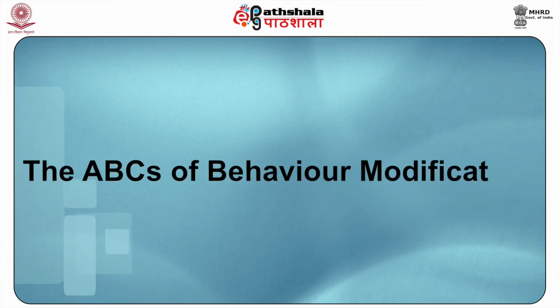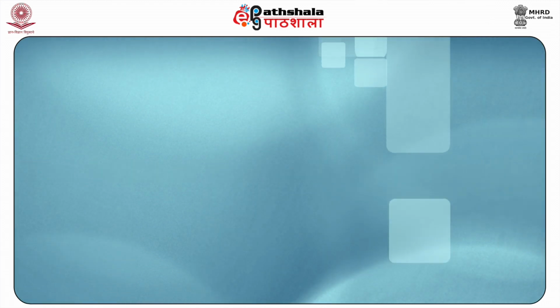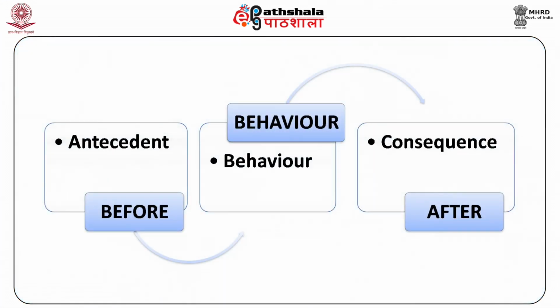The ABCs of behavior modification. When we look at behavior modification, it is helpful to break it down into the ABCs, where A is equal to antecedent, B is equal to behavior and C is equal to consequences. According to behaviorists such as B.F. Skinner, almost all behavior can be broken down into the ABC components.